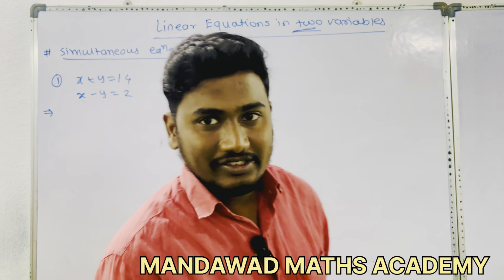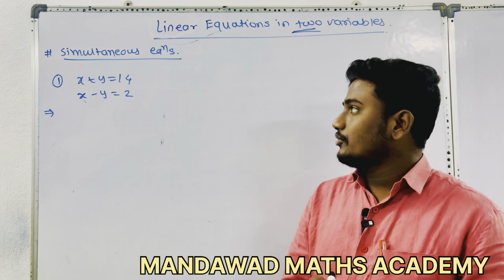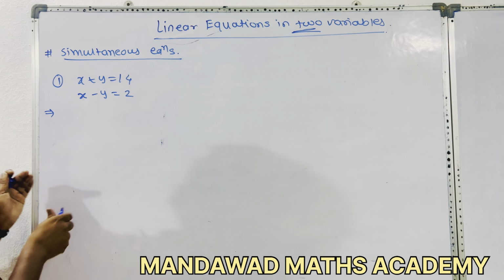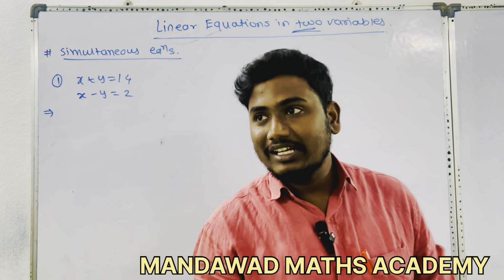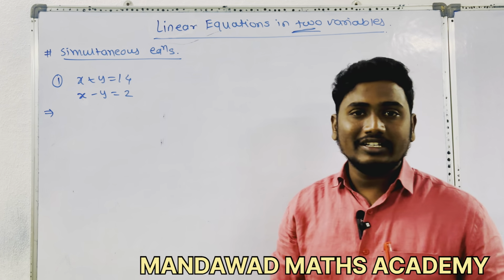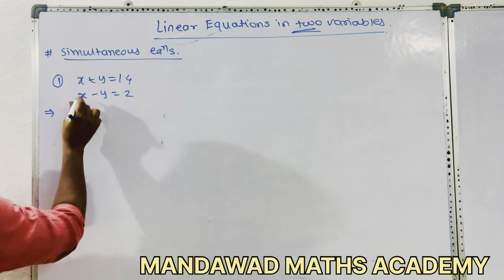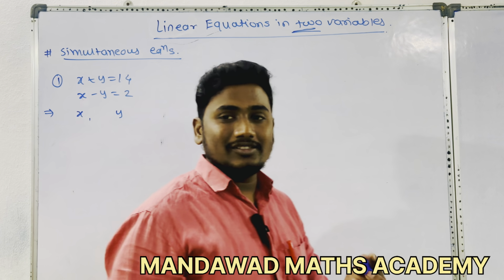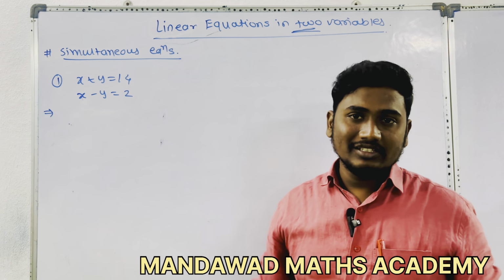Next, simultaneous equations. What is meant by simultaneous equations? Suppose we think about two equations at the same time. These are the two equations given. If we think of these two equations at the same time, those equations are called simultaneous equations. What we mean is, find the values of x and y in such a way that they satisfy both equations. So those equations are called simultaneous equations.